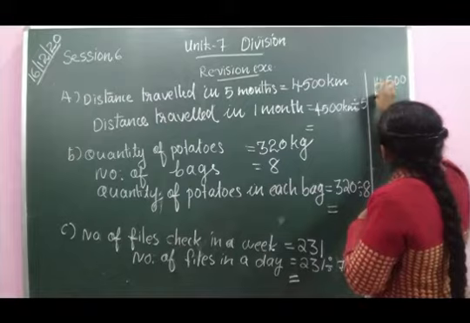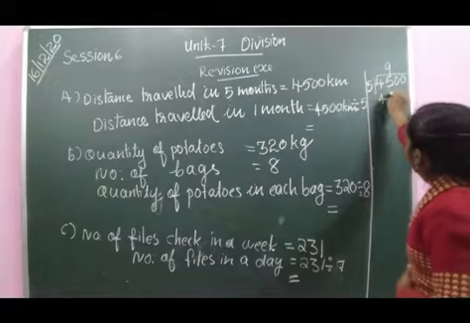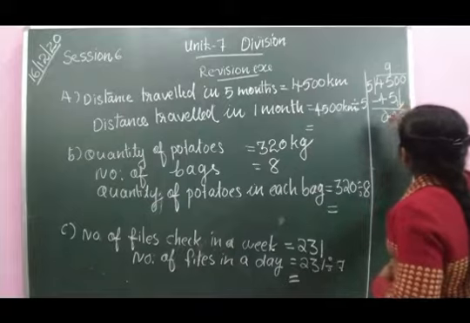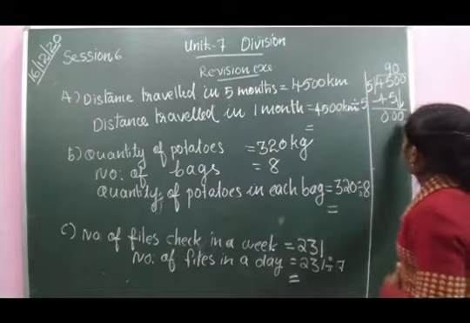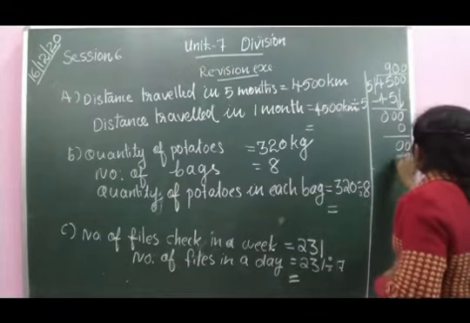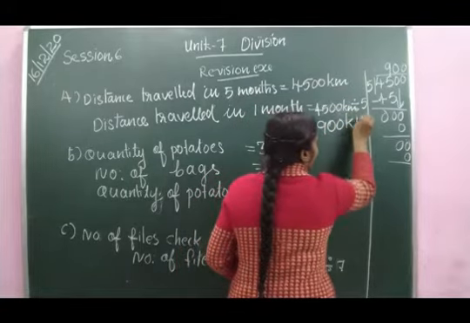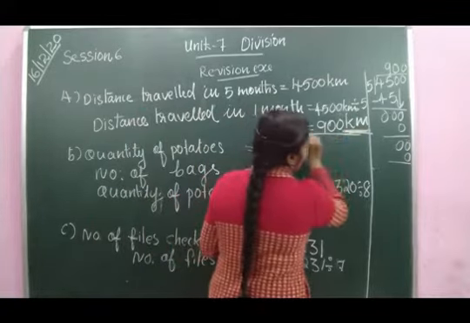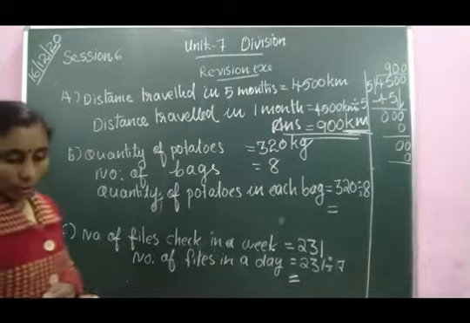4,500 divided by 5. 9 5s are 45. 45 minus 45, 0. Then 0 comes down, and here also 0. 0 divided by 5, 0 multiplied by 5, 0. Again 0 comes down. Here also we write 0. Then how many kilometers? 900 kilometers. This kilometer, that is very important. Write the unit there. What is the answer? 900 kilometers. Next question.